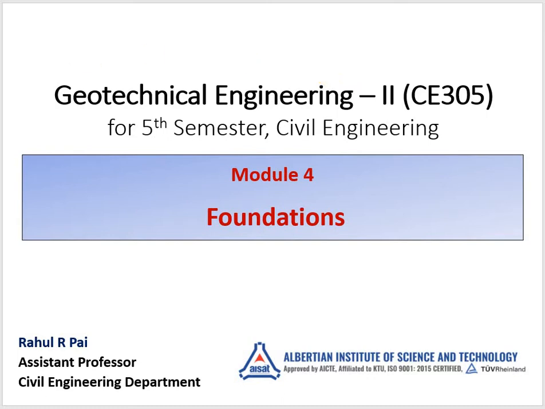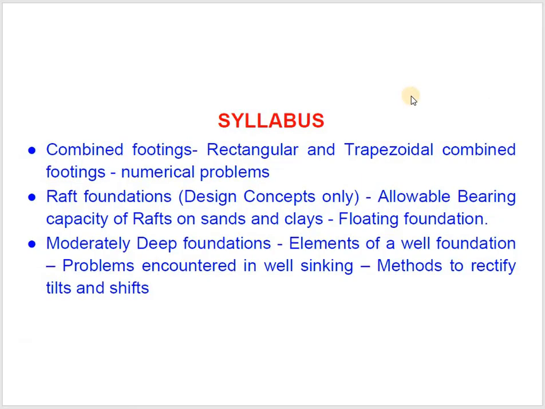So moving on to the syllabus, what are the types of foundations we are going to deal with? Combined footings, and then raft foundations, then a special kind of raft foundation which is called floating foundations. Then we go to moderately deep foundations such as caissons or well foundations. And now there is another foundation called deep foundation or the pile foundation, which will be covered in a separate module, that is the fifth module.